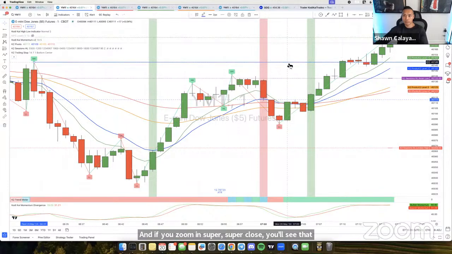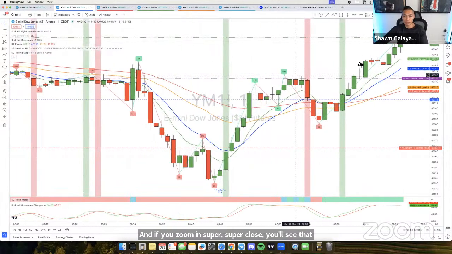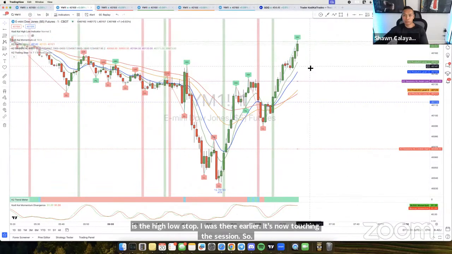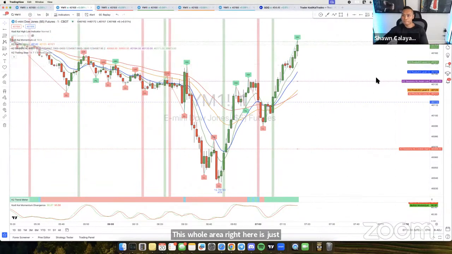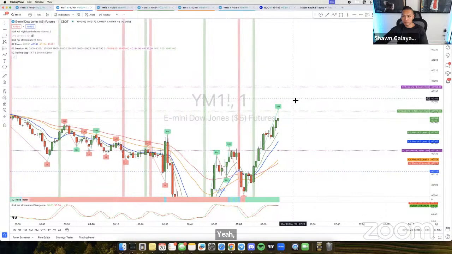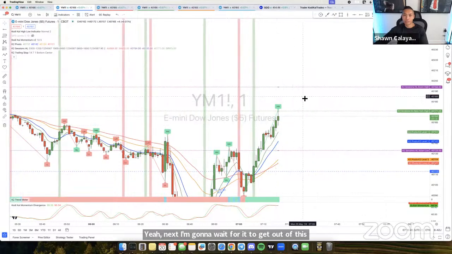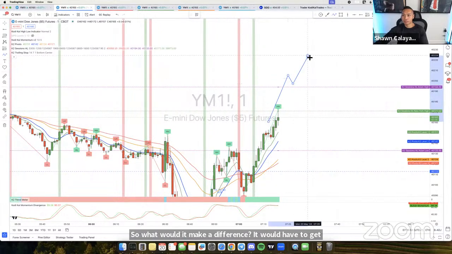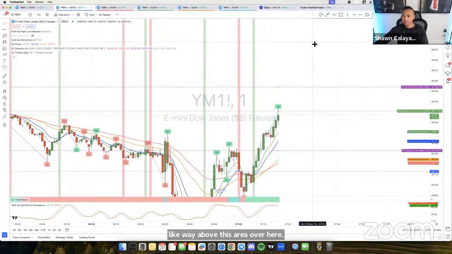So let me take this line off. This is the high-low scalp that was there earlier. It's now touching the session. So this whole area right here is just a tricky area to be trading in right now. Yeah, next I'm going to wait for it to get out of this area. But even if it gets out of this area, it's in the same area again above right here, so it wouldn't make a difference. It would have to get way above this area over here. Which I mean, it's possible.